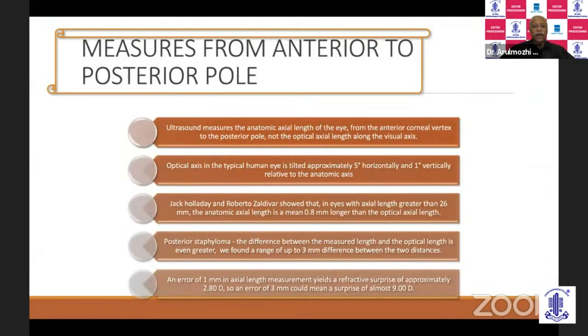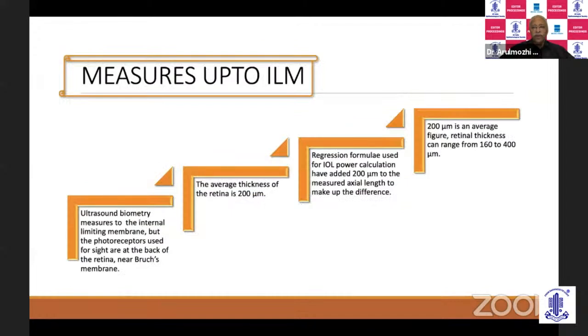Drawbacks, the most important drawback is that the ultrasound measures the anatomic axial length, where you hope that it coincides with the optical axial length. Often it doesn't. So that's one issue. Posterior staphyloma, as I told you earlier, in both extremes, long eyes and short eyes, even small variabilities of the axial length can give you high variability in the postoperative refractive outcome. Of course, we all know that the ultrasound measures only up to the internal limiting membrane. Of course, all the formulas give in a correction factor automatically for this, and you have to enter a different A constant when you're doing optical biometry.